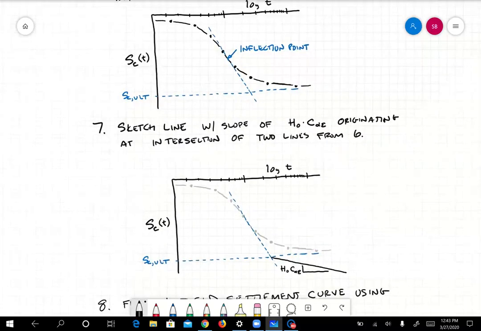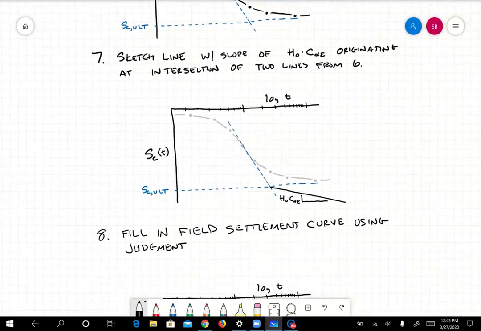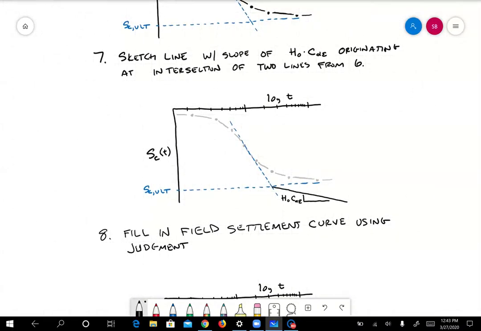Okay, then in the next step, what we're going to do is incorporate secondary compression. So I've grayed out the curve that we got from step 6, just so you can see this black line is what we're doing now in this step. What we're going to do is find the intersection of that line that goes through the inflection point and the horizontal line at SC ult. We're going to draw a line that has a slope of H naught times C alpha epsilon starting at that point. And it'll just go down constant at that slope because we're assuming C alpha is constant, therefore C alpha epsilon is constant too.